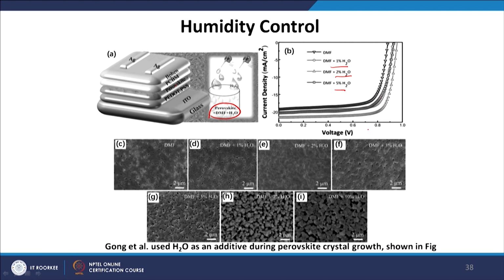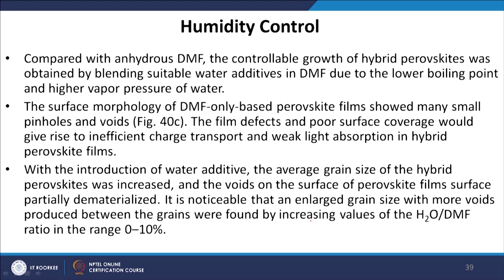So the efficiency drops down, and even if we look at the morphology, if we expose it to different water vapor, the crystals start disintegrating. So we need to do the humidity control. Compared with anhydrous DMF, the controllable growth of hybrid perovskite was obtained by blending suitable water additives in DMF, due to the lower boiling point and higher vapor pressure of water.